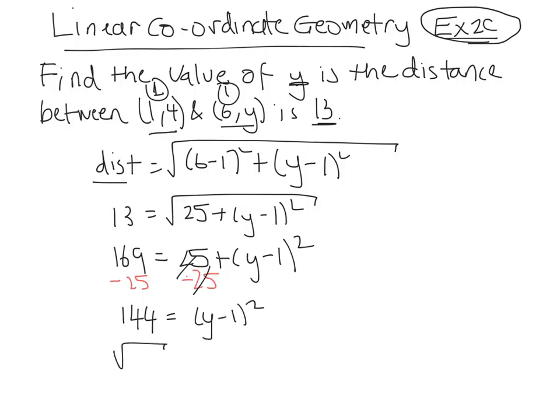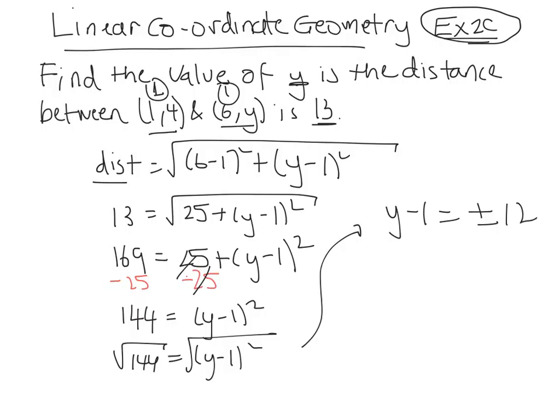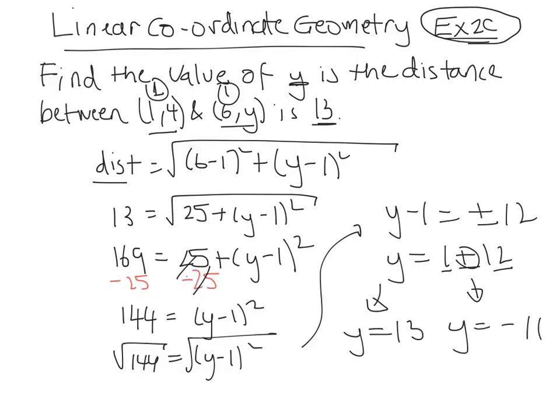Now if we were to take the square root of both sides, and I'll come back up here, we'll end up with y minus 1 could be equal to plus or minus 12. And if we took that 1 onto the other side, we'd have two answers. Y could be 13 because 1 plus 12 is 13, or y could be equal to minus 11 since 1 minus 12 is minus 11. Alrighty, let's move on to another example.